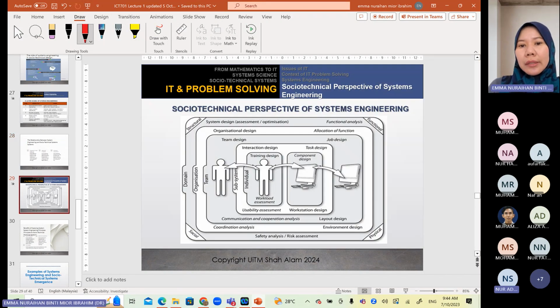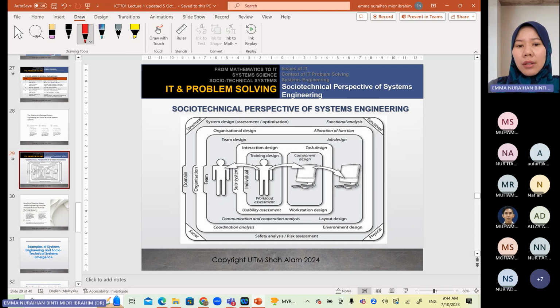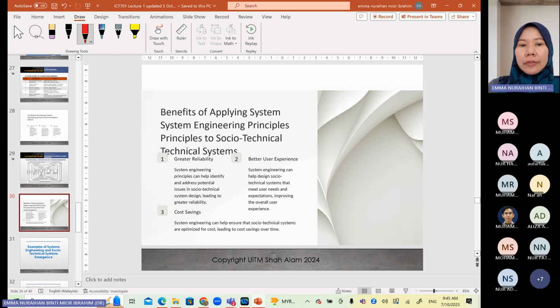So these are the social technical perspective of system engineering. So all kinds of processes under system engineering is being used to come up with a social technical system. Okay, so you can see the element of coordination, system design, functions, components, training sampai post implementation, sampai testing and so forth. Yeah. So benefits of applying system engineering to social technical system. Okay, the methodology, yeah. So greater reliability, increased performance, better user experience, and cost saving.